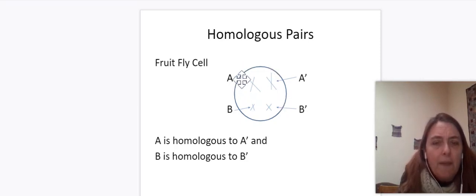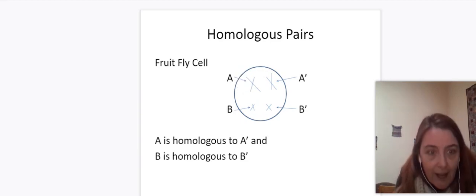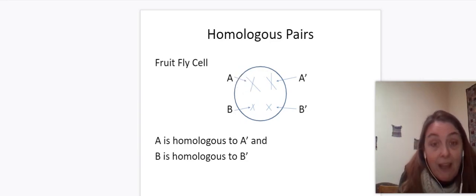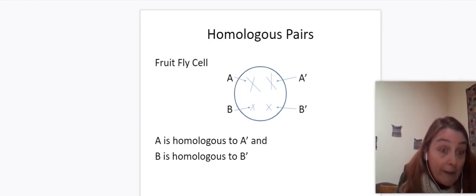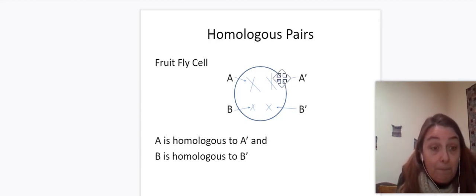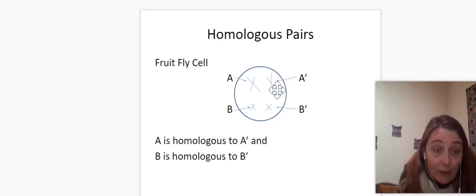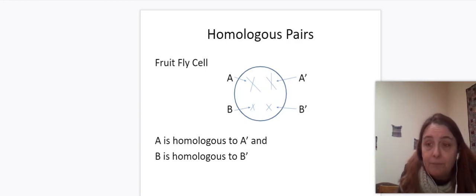That means if we look on this chromosome right here, maybe there's a gene for a fruit fly's eye color, which might be white. They have white eyes or red eyes. So maybe there's a gene right there for white, right? And then over here, they would have a gene for eye color as well. It might be white, it might be red, because they're not identical to each other. They're just similar.